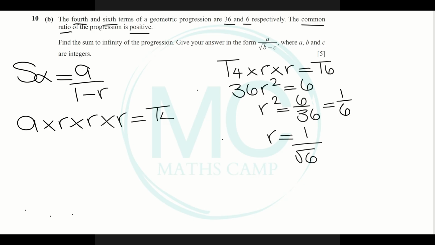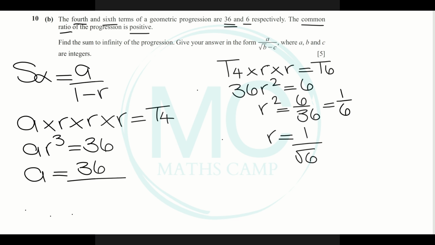The fourth term is 36, which means that a multiplied by r cubed is equal to 36. And we can use this to find the value of a. So we can say a is equal to 36 over r, 1 over root 6 cubed. Let's put this into a bracket, cubed.